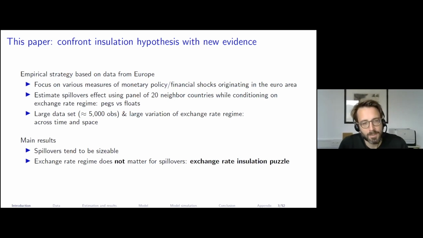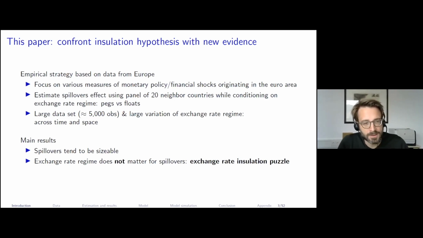And what's nice about this setup, we think, is this is a relatively rich data set. So it features some 5,000 monthly observations. And importantly, there's huge variation in the exchange rate regime, both across time and across space, because the monetary history of Europe, even during the last 2 decades, is quite exciting. There have been some changes in the exchange rate regime, and we exploit this variation here.